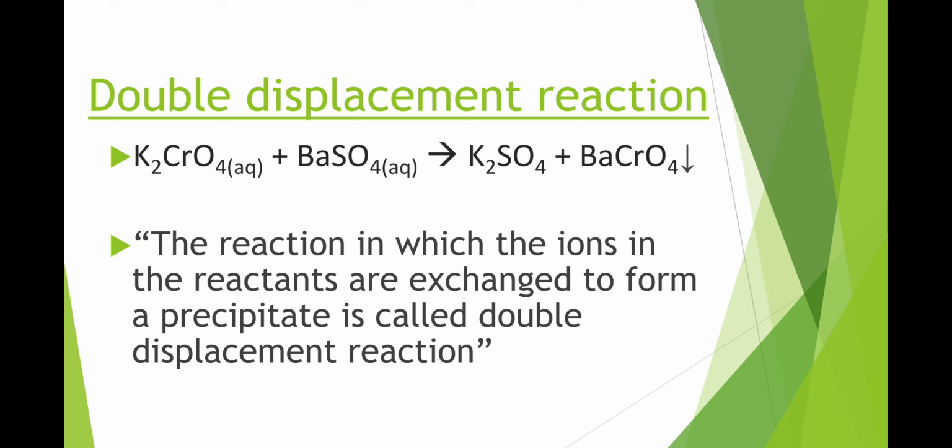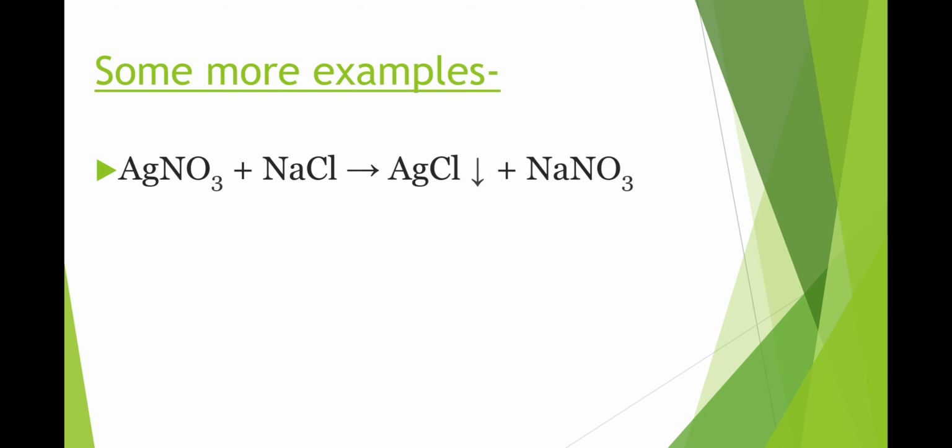Let us see some more examples for our convenience and more understanding. The next reaction is regarding silver nitrate and sodium chloride solution. When we add sodium chloride and silver nitrate, we get the precipitate of silver chloride and sodium nitrate solution. Okay, here our main product is AgCl, that is the precipitate of silver chloride.